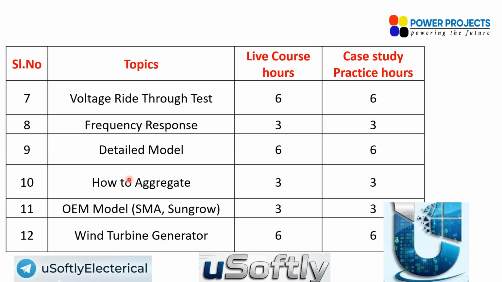And of course, detailed models versus how to aggregate. For example, if you are performing this study from the perspective of the entire country, you cannot model each and every string inverter in a 100 megawatt plant or 150 megawatt plant. Then this has to be aggregated. The aggregated equivalent model has to be given so that the transmission system operator, or those who are modeling the entire country, will be able to use this aggregated model.